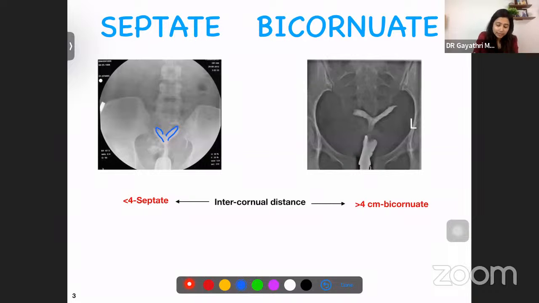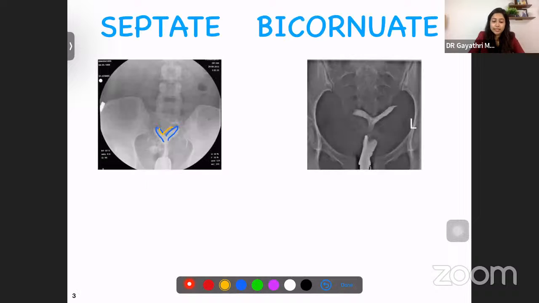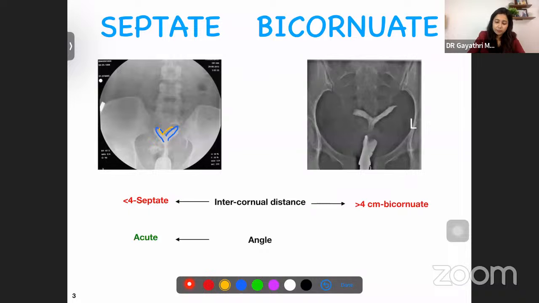As we already discussed, the angle which is there, it is more close by. That is, it is acute in case of a septate uterus. Whereas in case of biconvate, the angle is more obtuse. So this is how you basically differentiate between these images. Coming to the next question.